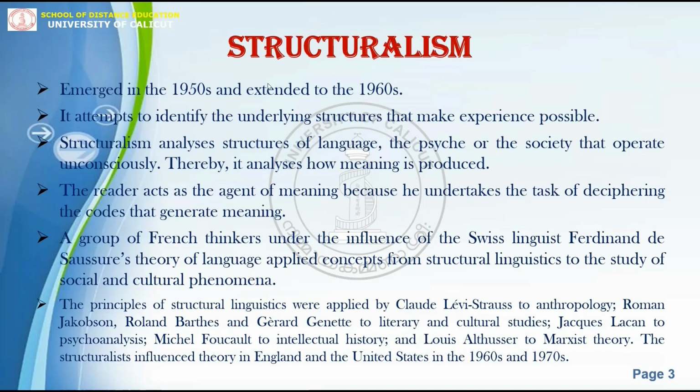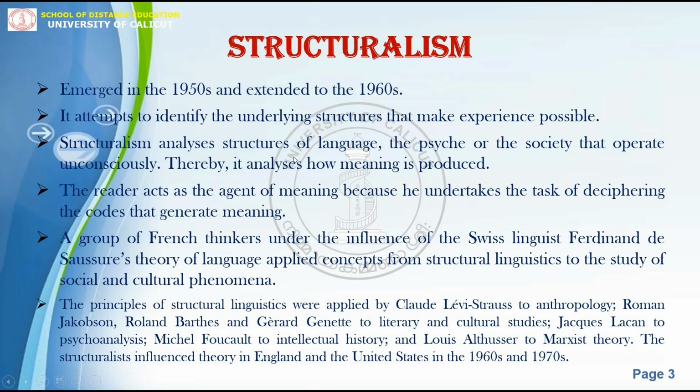First one is structuralism. Now, structuralism emerged in the 1950s and extended to the 1960s. This theory attempts to identify the underlying structures that make experience possible. So, like the term suggests, structuralism attempts to identify the underlying structures. It gives importance to the structures that make experience possible.